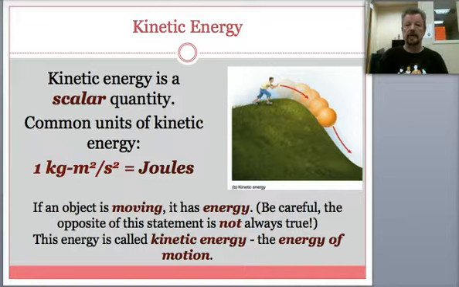Kinetic energy is a scalar quantity. Common units of kinetic energy are 1 kilogram meter squared over second squared, or joule. If an object is moving, it has energy. Be careful that the opposite statement of this is not always true. This energy is called kinetic energy, or the energy of motion.